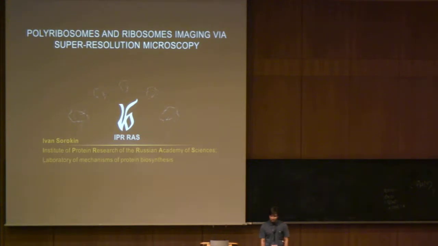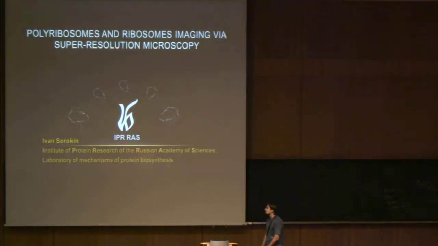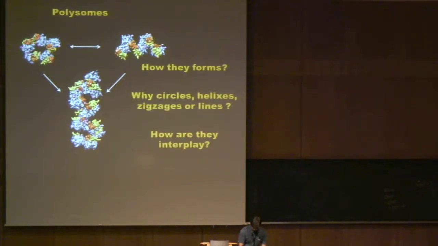So let's start. I'll tell you a story about polyribosomes and ribosomes. I am from the Institute of Protein Research of the Russian Academy of Sciences. Polysomes are large assemblies of ribosomes that translate the genetic code and synthesize proteins. But what do you know about polysomes?